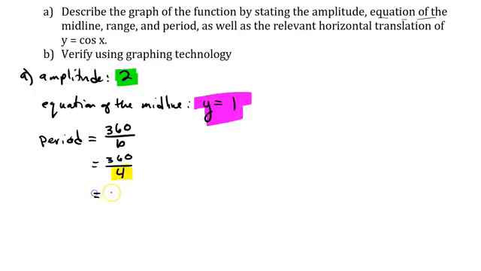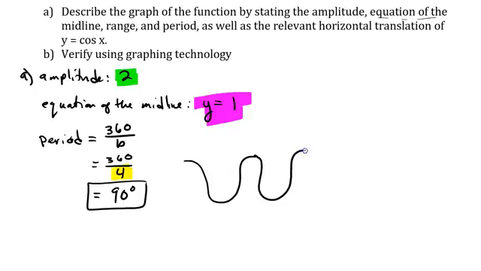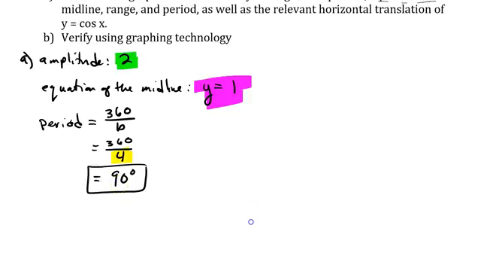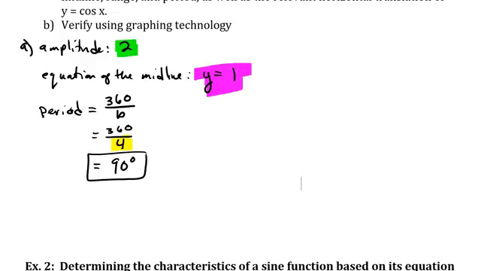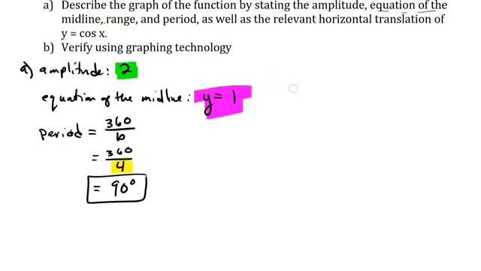And that means our period is 90 degrees. So that means that every 90 degrees we're having a reoccurring pattern. So this, well actually that's a sine curve. Okay, that's 90 degrees. That's 90 degrees. That's 90 degrees. Okay, so every single time the shape recurs, it's 90 degrees.